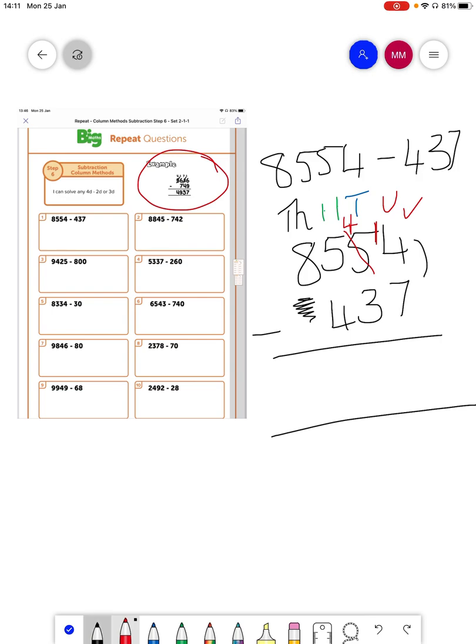So 14 take away 7 then, we can do that now. 14 subtract 7 is 7. The next column then, 4 take away 3 is 1, 5 take away 4 is also 1, and 8 take away nothing is just 8.